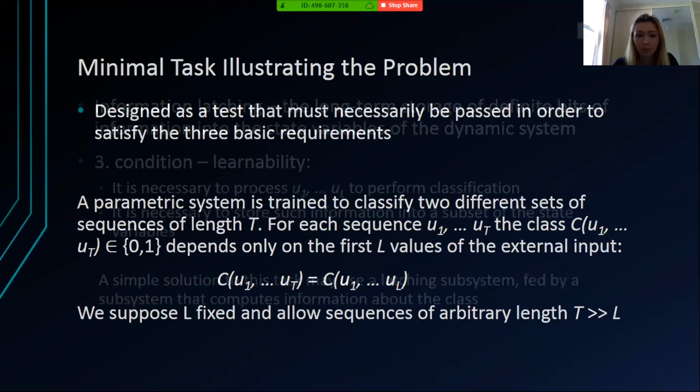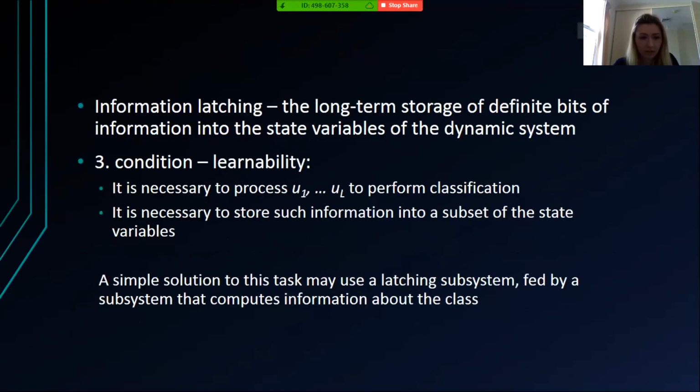One term that I would like to define here is information latching. It's the long-term storage of definite bits of information into the state variables of the dynamic system. And so the third condition was learnability.